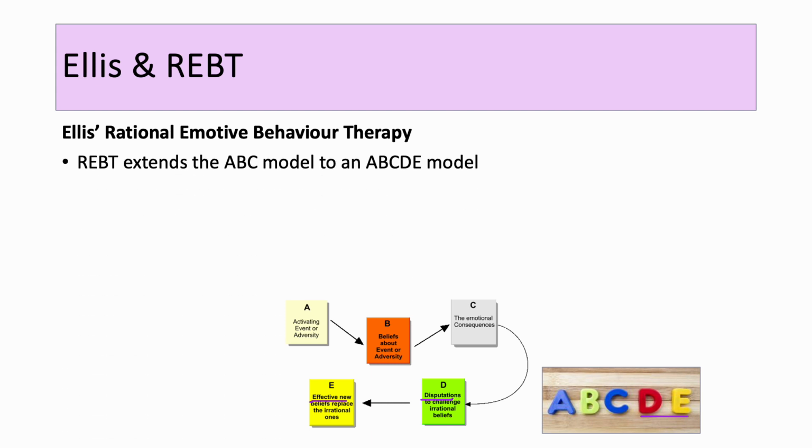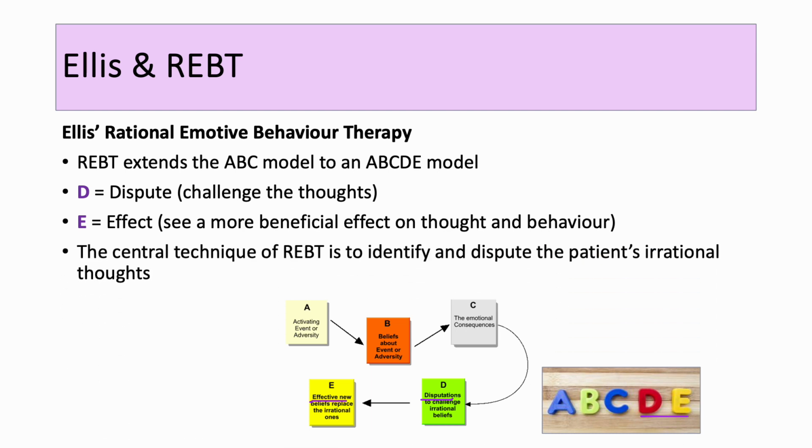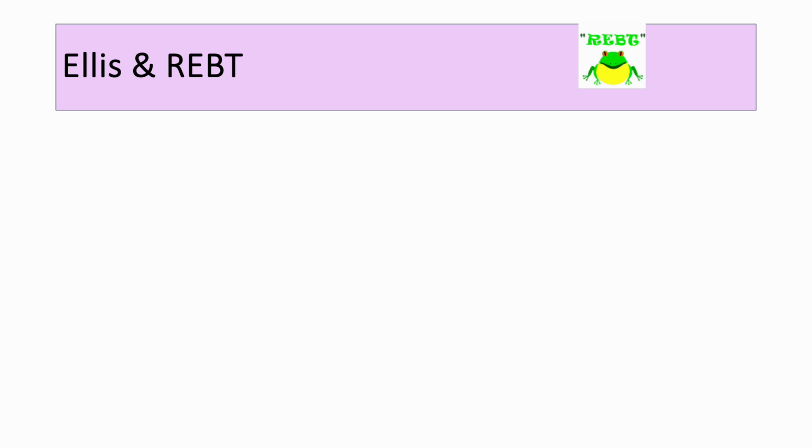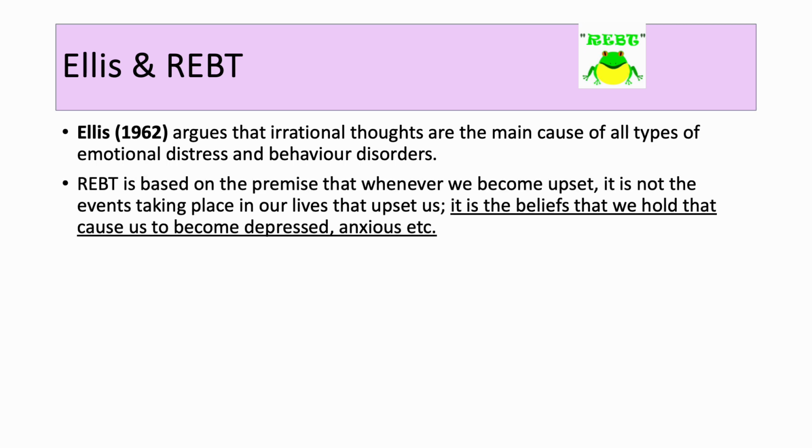So rational emotive behaviour therapy, developed by Ellis, is an extension of the ABC model to ABCDE, where D stands for dispute, challenging those irrational thoughts in a similar way to Beck's CBT, and then E for effect, seeing that more beneficial effect on thought and behaviour. So in REBT, the central technique is to actually identify and dispute the patient's irrational thoughts. Ellis believes that irrational thoughts are the main cause of all types of emotional distress and behaviour disorders.